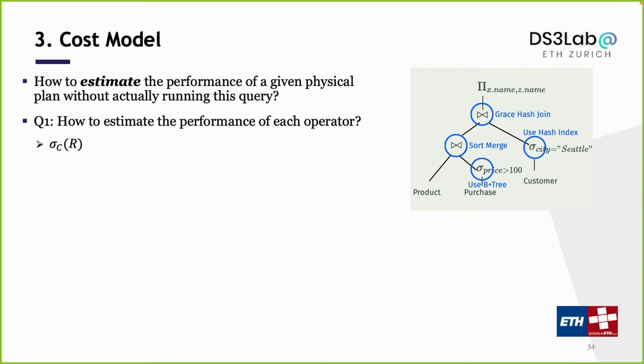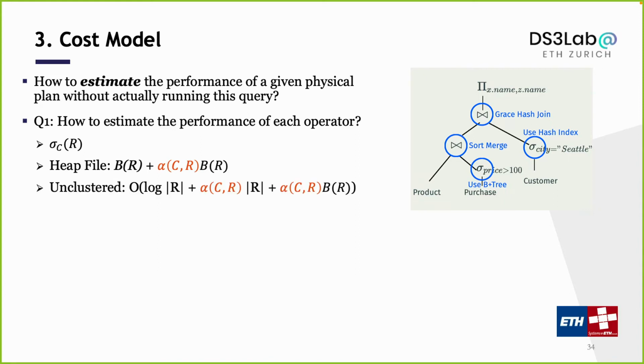So just to refresh your memory, assuming you want to do this selection operator, you could have so many different ways to run that. You could do a scan over the heap file to implement selection. If you have an unclustered B plus tree, it's going to look like this. You can also probe it using a clustered B plus tree, something like this. So for each of these different ways to implement this operator, you have different cost.